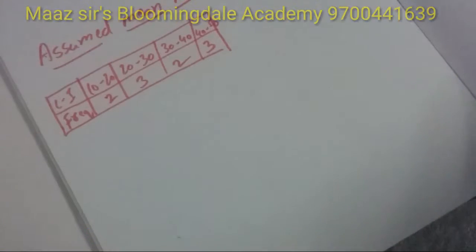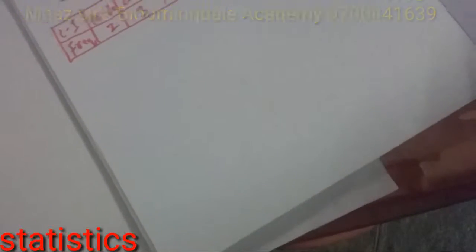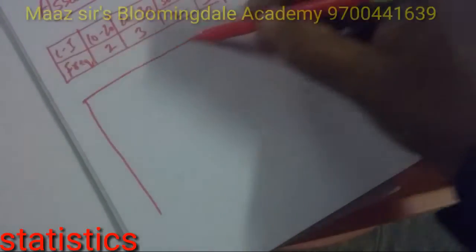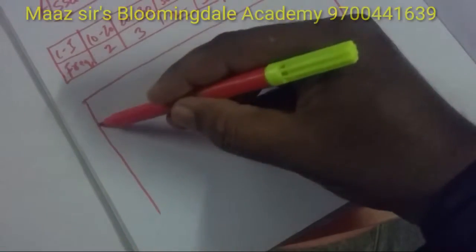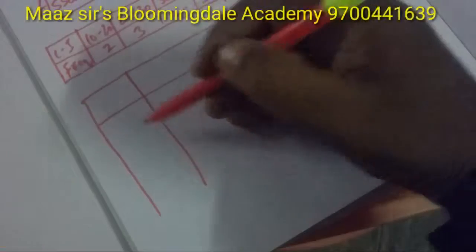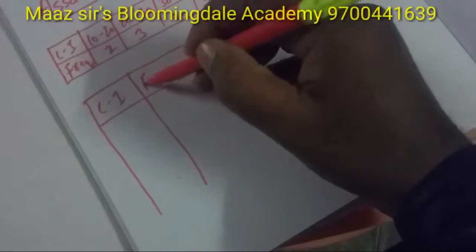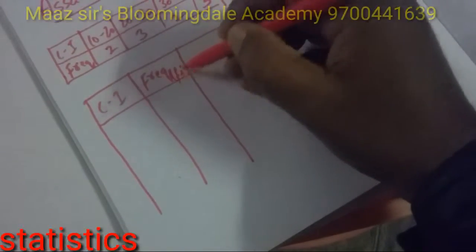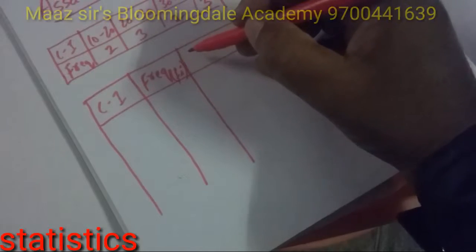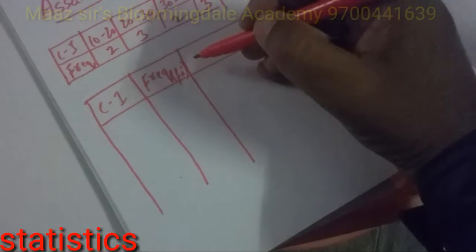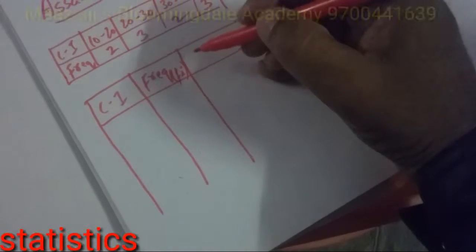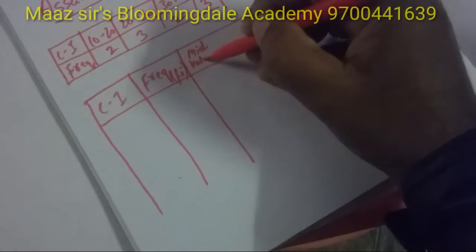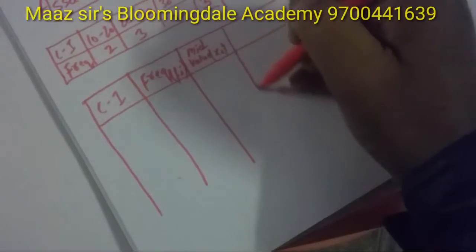So let it be, this is your problem. You have to find out the arithmetic mean by the assumed mean method. The same thing, you have to make some columns. First one is for your class interval, second one is for your frequency, nothing but fi, and next one is for your mid value, xi.